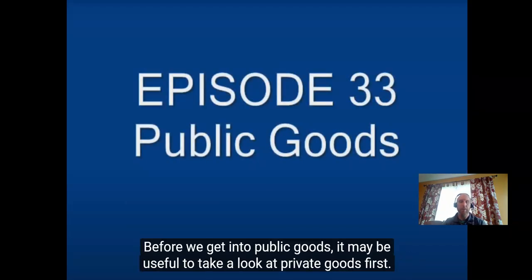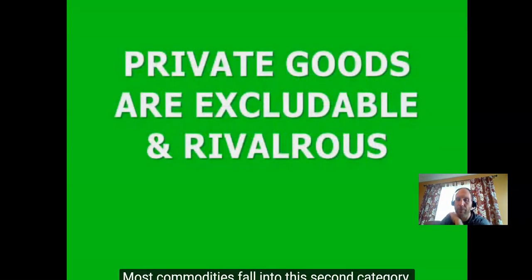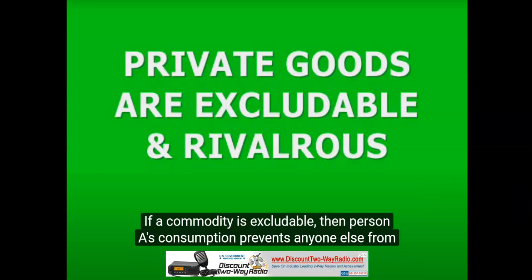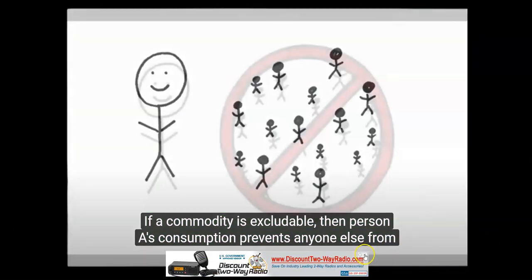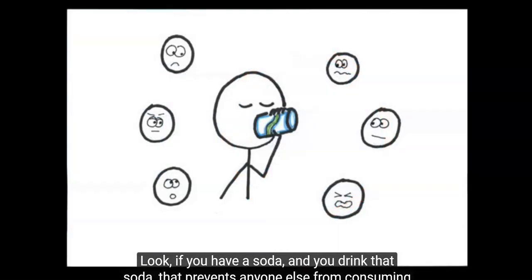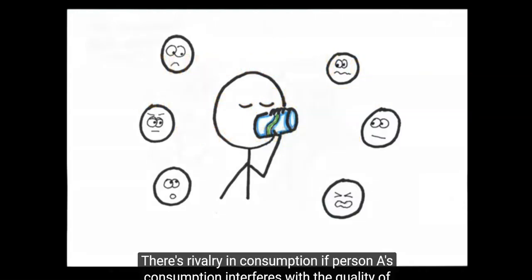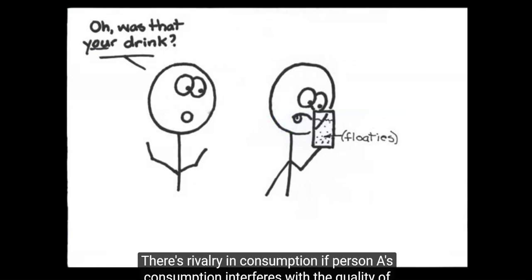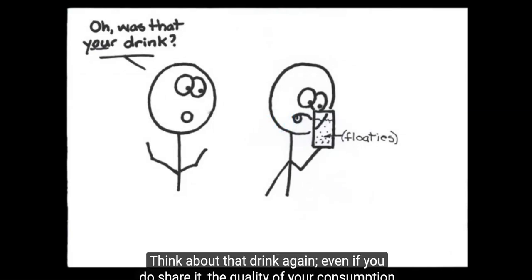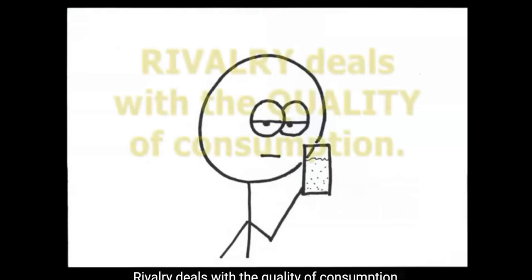Before we get into public goods, it may be useful to take a look at private goods first. Most commodities fall into this second category. If a commodity is excludable, then person A's consumption prevents anyone else from consuming it. Look, if you have a soda and you drink that soda, that prevents anyone else from consuming it. Excludability deals with the quantity of consumption. There's rivalry in consumption if person A's consumption interferes with the quality of consumption for anyone else. Think about that drink again. Even if you do share it, the quality of your consumption is probably diminished. Rivalry deals with the quality of consumption.